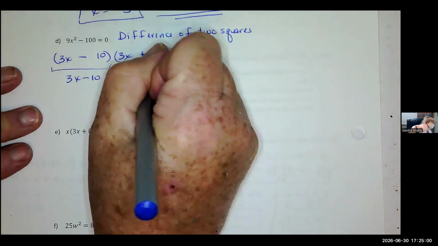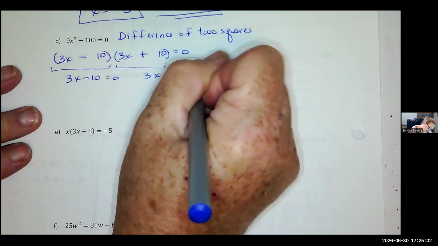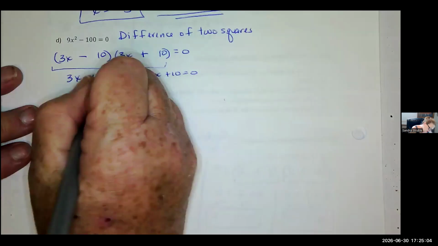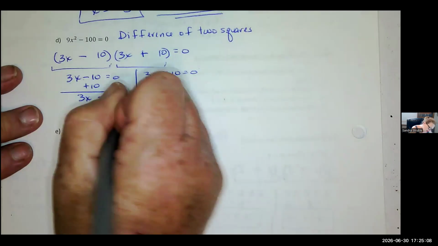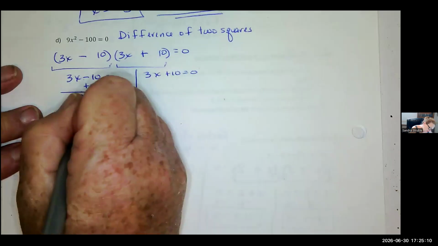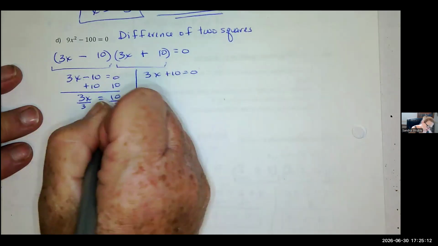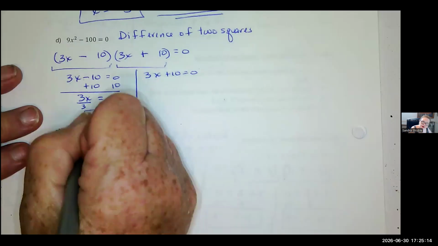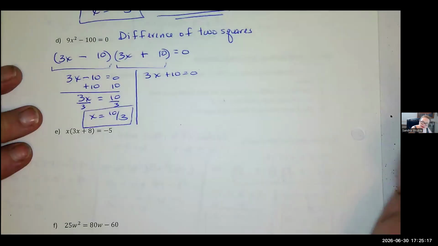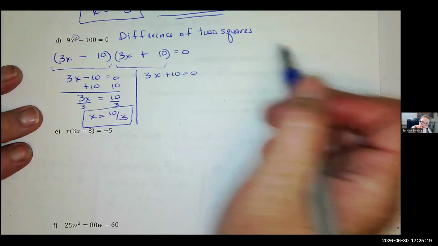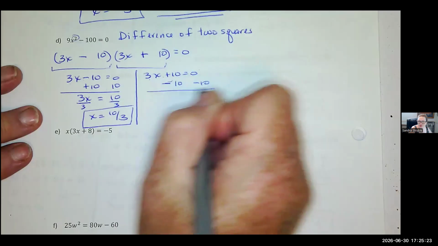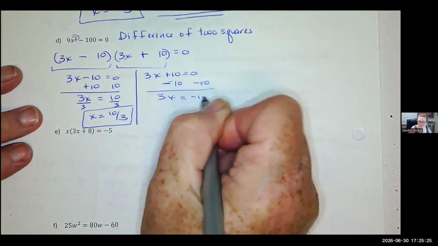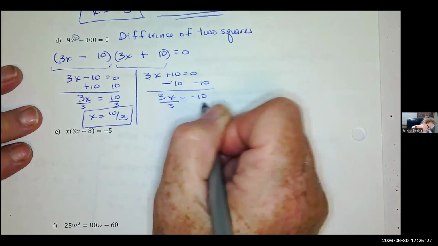Ten is subtracted from the 3x, so I need to add 10 to both sides of the equal sign. 3x is equal to 10, and then 3 is multiplied to x, so divide both sides by 3. x is equal to 10/3. There's one of my answers. I have to have 2 because the degree is 2. So this 10 is added to 3x. I need to subtract 10 from both sides. 3 is multiplied to x, so you have to divide both sides by 3. And x is equal to negative 10/3.